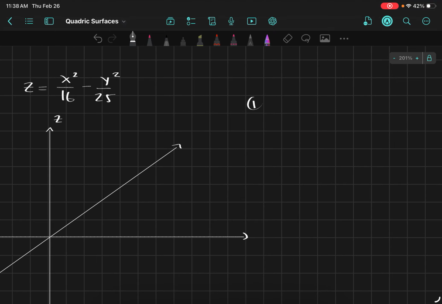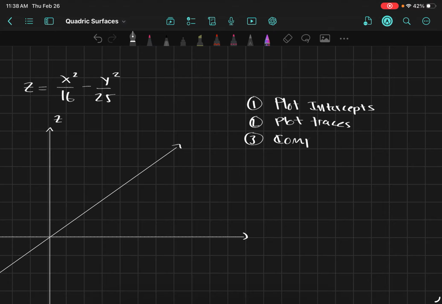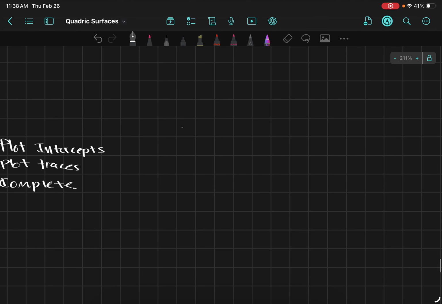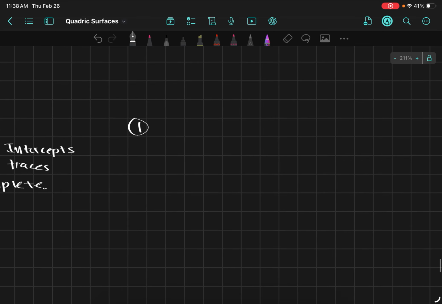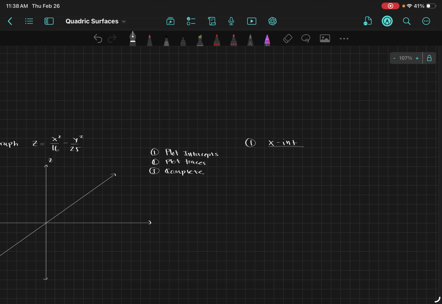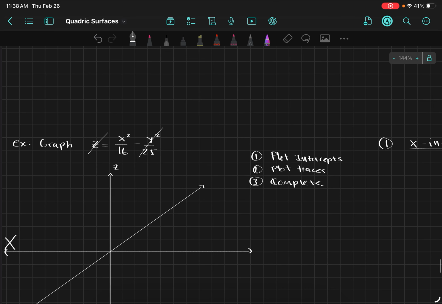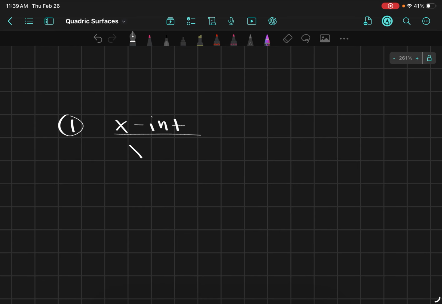Let's go ahead and write down our strategy here. We are going to want to plot our intercepts, plot our traces, and lastly, complete our picture. Let's do our intercepts first. We are going to have our x-intercept. The x-intercept is when z and y are equal to 0. Well, we can just see x squared over 16 is equal to 0. Our x-intercept is 0.